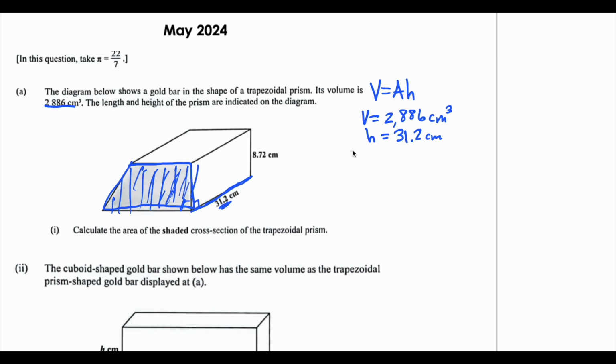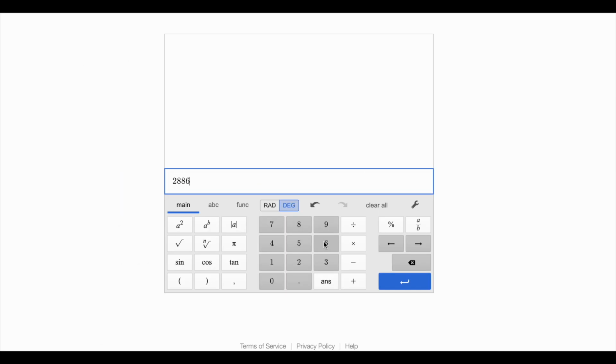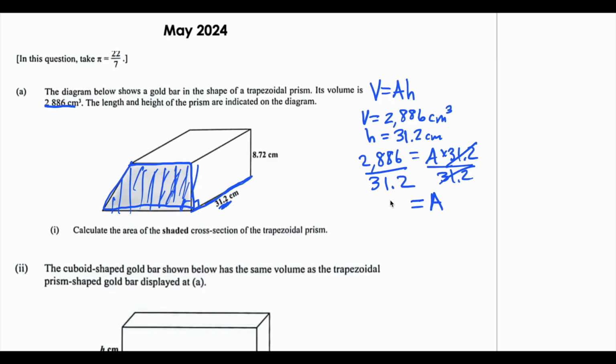So therefore, I can replace that V with 2,886, which is equal to A times 31.2. Now to get A by itself, divide both sides by 31.2. That will leave me with the area. So 2,886 divided by 31.2 is 92.5. So 92.5 centimeters squared would be my area for this section here.